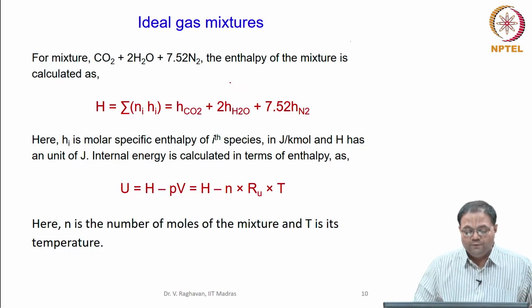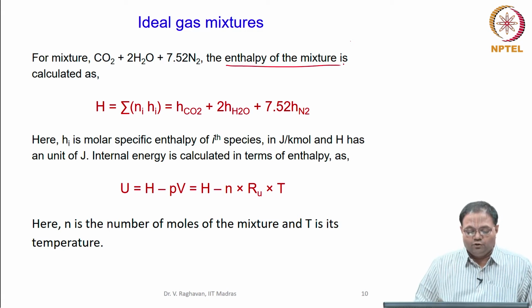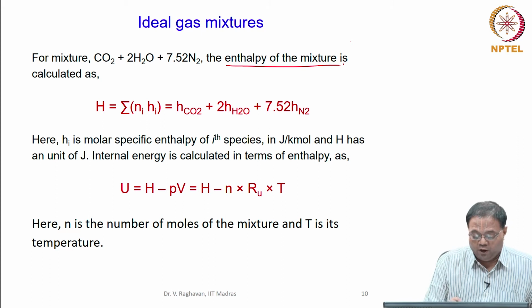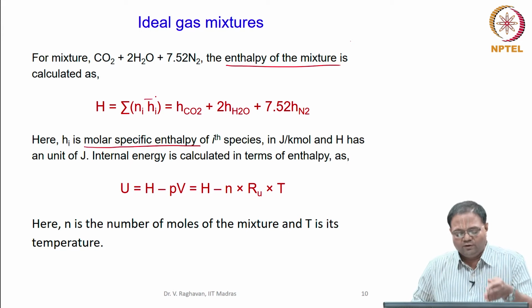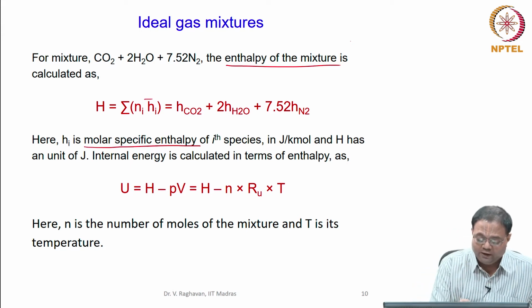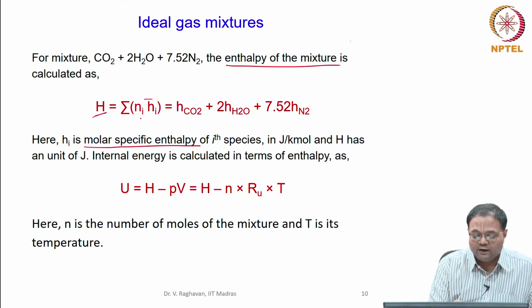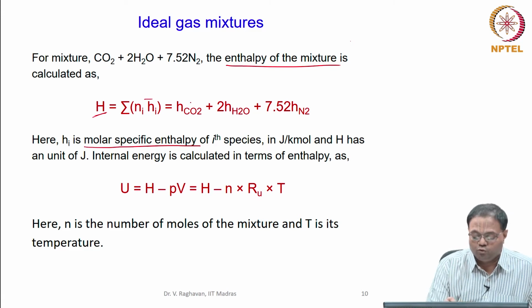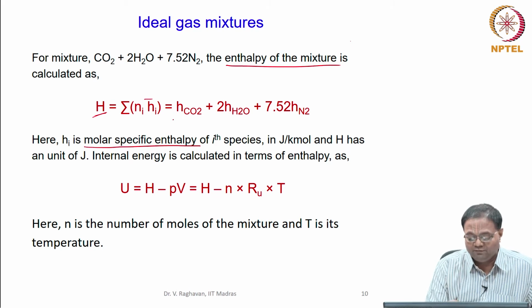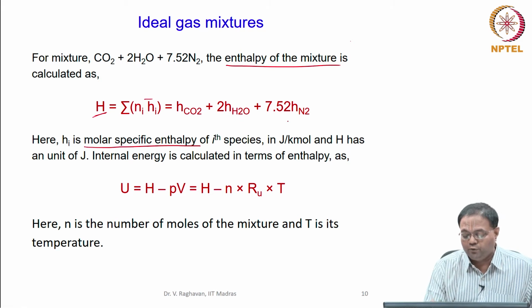Now, let us go here. How will you calculate the enthalpy of the mixture? Enthalpy of the mixture is calculated by using what is called molar specific enthalpy. Actually, I could also put an overhead bar, but since I specified it clearly, I did not use that. So, H is the enthalpy of the mixture. It is nothing but sigma Ni into Hi. Now, you have 1 mole of CO2, so 1 into H of CO2, plus 2 moles of H2O, that is 2 into H of H2O, plus 7.52 into H of N2. These are molar based quantities.